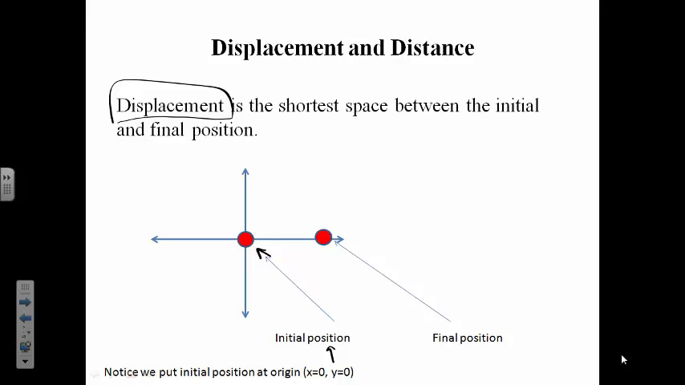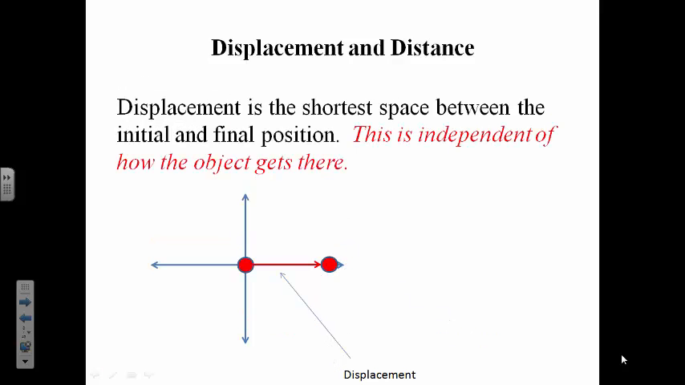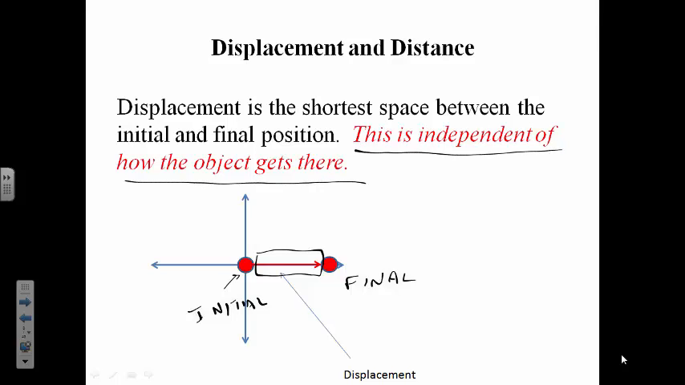At some point later in time, we're over here at our final position. And it's going to turn out that the shortest distance is this red arrow, and this red arrow is our displacement, because the red arrow connects our initial and final points. When we connect it with this displacement vector, it is independent of how the object gets there. We have no information of the path that it took.